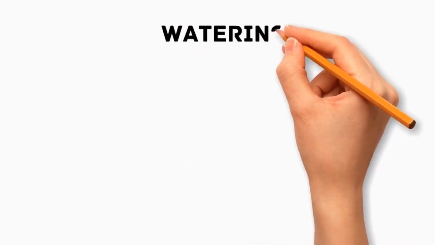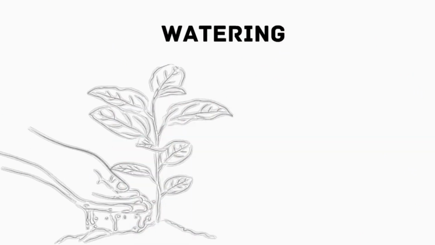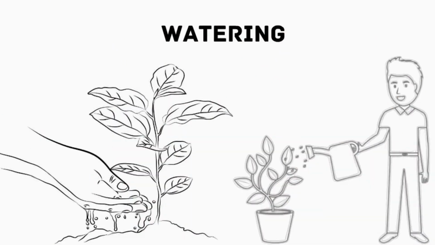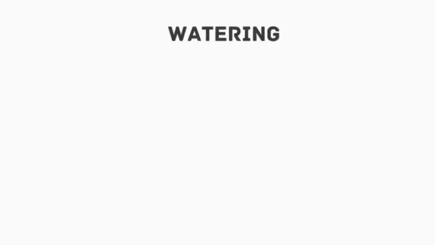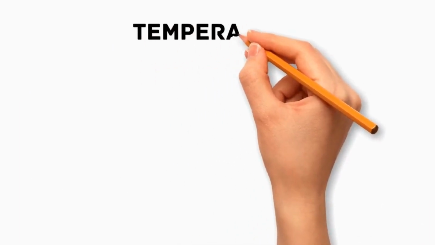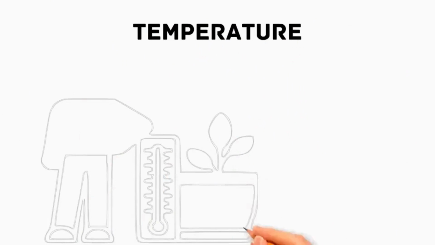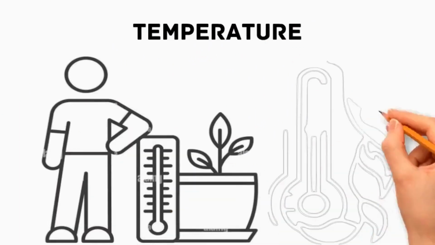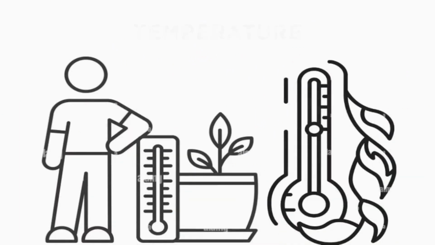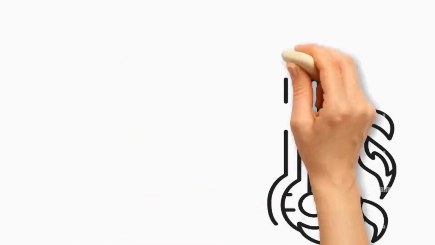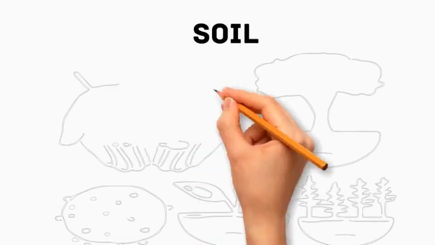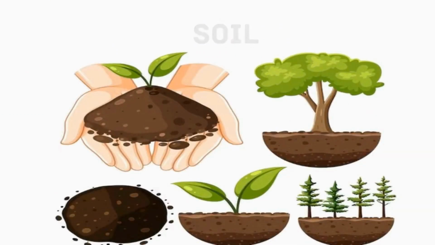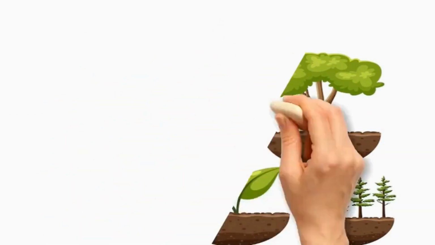Number 2, watering. Allow the top inch or two of the soil to dry before watering. Water sparingly, especially during the winter months. Number 3, temperature. They prefer temperatures between 70 to 90 degrees Fahrenheit. They can tolerate occasional drops in temperature but should be protected from frost. Number 4, soil. Use a well-draining potting mix. A cactus or succulent mix works well for snake plants.